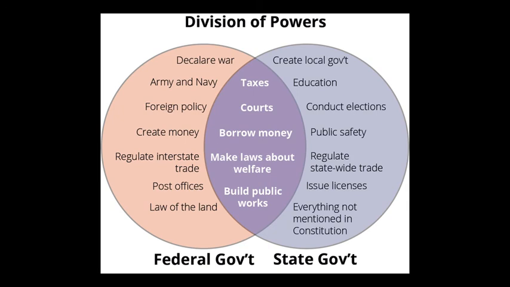And then there are powers that the governments share. So, for instance, they have taxes and courts. They can both borrow money. They can make laws about welfare, and they can also build public works. So, for instance, highways or bridges can be built by the federal government or by the state or local governments. And that's why in certain states you'll have federal parks, and you'll also have state parks. So there are different governments, and that's quite different from a country like the Netherlands, where the national government in The Hague has the powers centralized, and that's not the case in the United States.